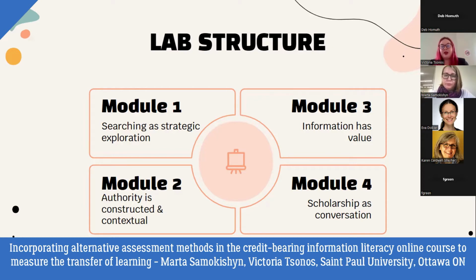Module 3 focused on information has value, so understanding how to make connections by forming conversations between different voices and ethical foundations in academic work. And then the final module was scholarship as conversation, so learning to synthesize arguments, structure of the academic writing piece, and providing proper references. So in this module, we also highly focused on academic integrity as well as plagiarism.